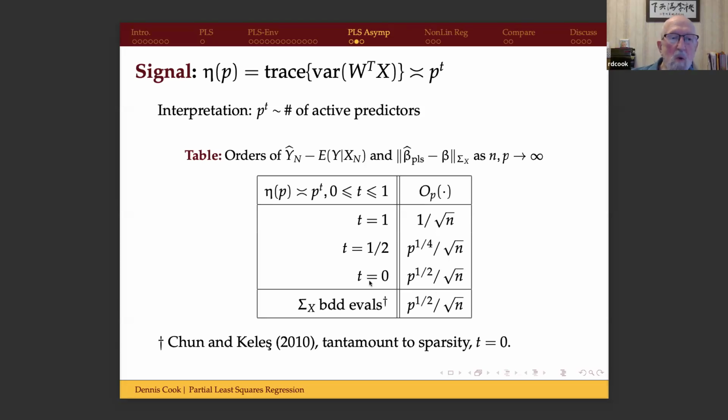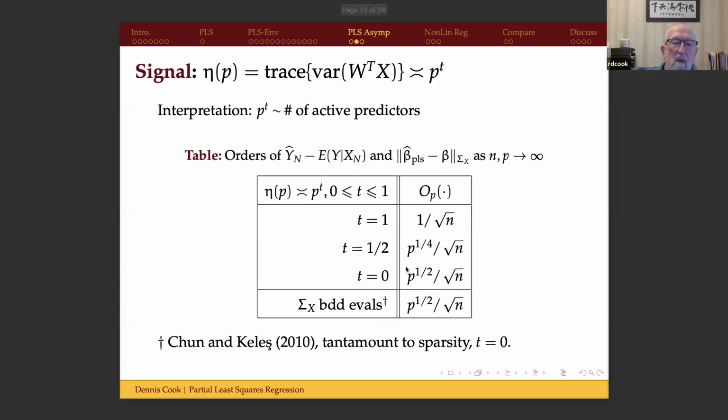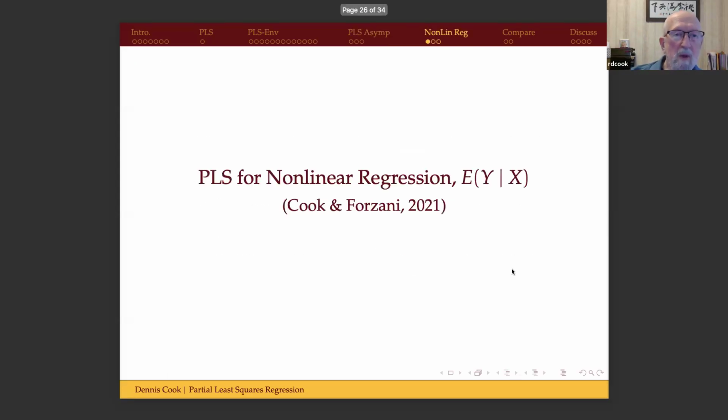If t is 0, what does 0 mean? 0 means that the number of active predictors is bounded, small, there are 10 or 20, it doesn't matter how big p is, the number of active predictors is bounded. Then you have to have n bigger than p, or root n bigger than root p, which is the convergence rate. And in the interest of time, I think I'm going to skip that.